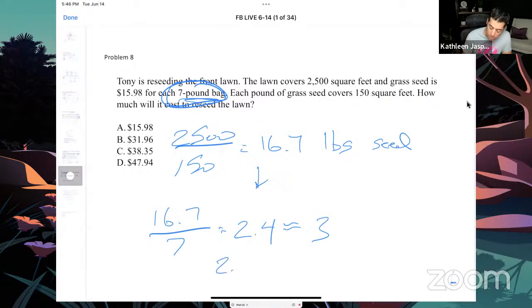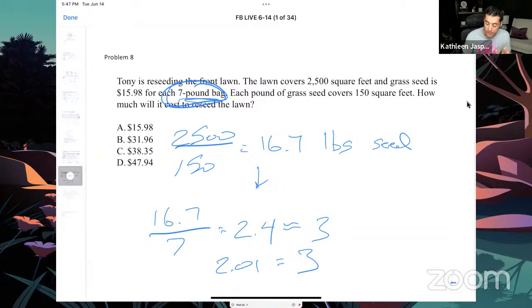What if it was 2.01? Well, guess what? It's still 3. It's not 2. It's greater than 2, which means I have to go to the next whole number up, because if it was 2.01 and you bought that, you would not have enough seed, technically speaking.